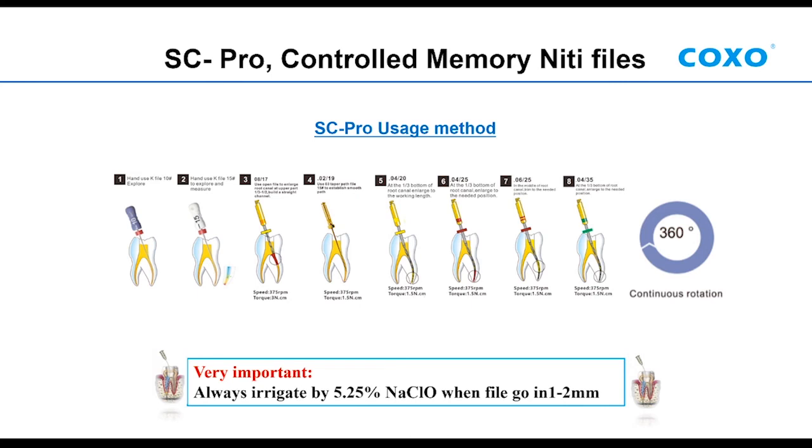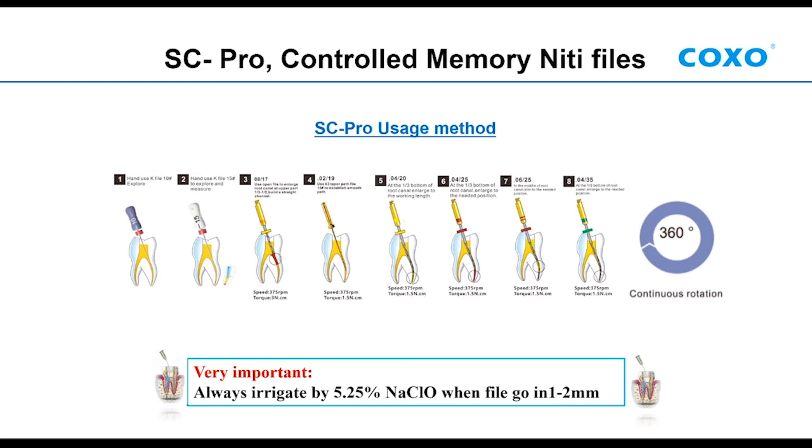And the speed, you can set 350 to 375 RPM, that is okay, for this open file. The open file is used to open the mouth of the root canal. And then we use the puff file.